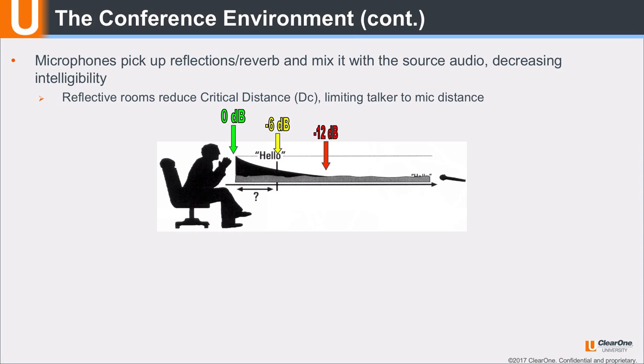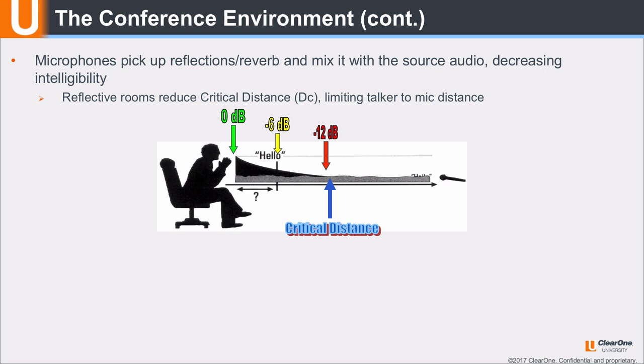Critical distance is the distance from the talker where the sound level from the talker and the sound level from the talker's reflections and reverberations are the same. When this occurs, the ratio of talker audio versus reflected audio makes intelligibility poor. In reflective rooms, this occurs closer to the talker than in less reflective rooms. This is particularly important when considering ceiling mics.